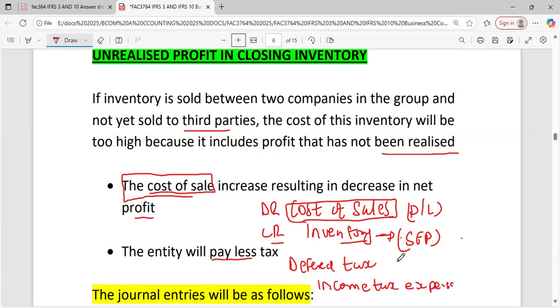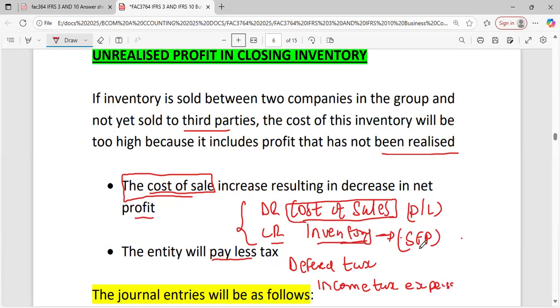So these are the journals that we normally have when we eliminate unrealized profit in closing inventory. The first journal is going to be to eliminate the unrealized profit. You debit the cost of sale. When you debit the cost of sale, it means you increase the cost of sale. Increasing the cost of sale will reduce the profit. Then you have eliminated that unrealized profit in closing inventory.